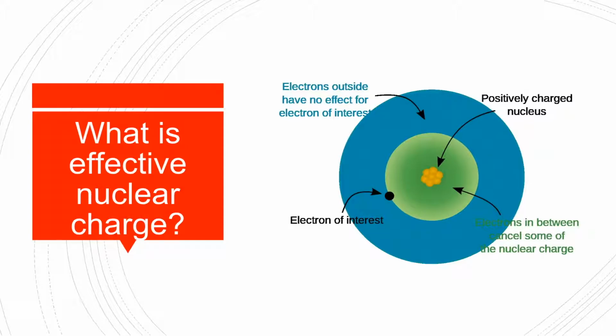As you can tell, in the nucleus, it is the positively charged nucleus, and then the electron of interest. So in between are the electrons that cancel out the nuclear charge. So basically, this makes it so that the electron isn't too attracted to the nucleus and it doesn't get too close to the nucleus.